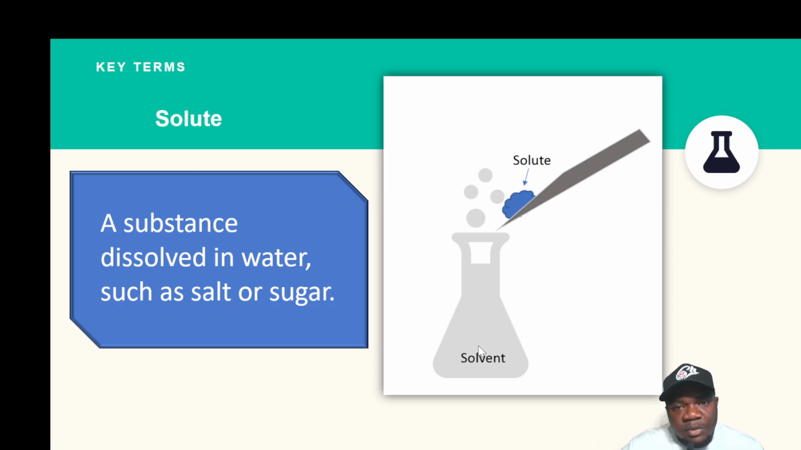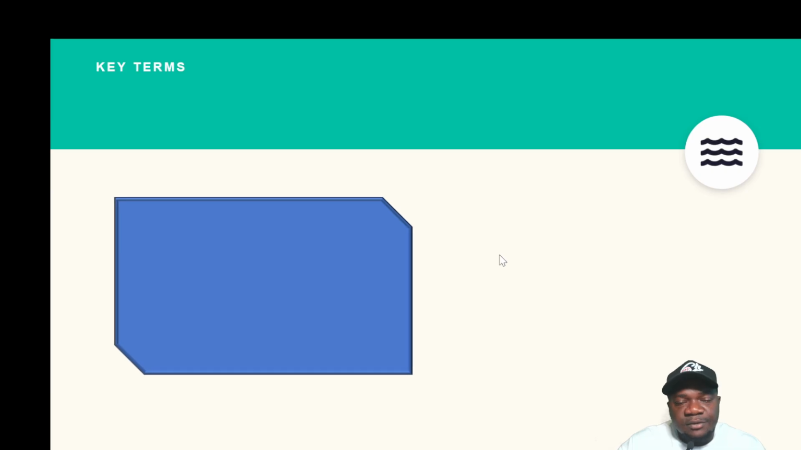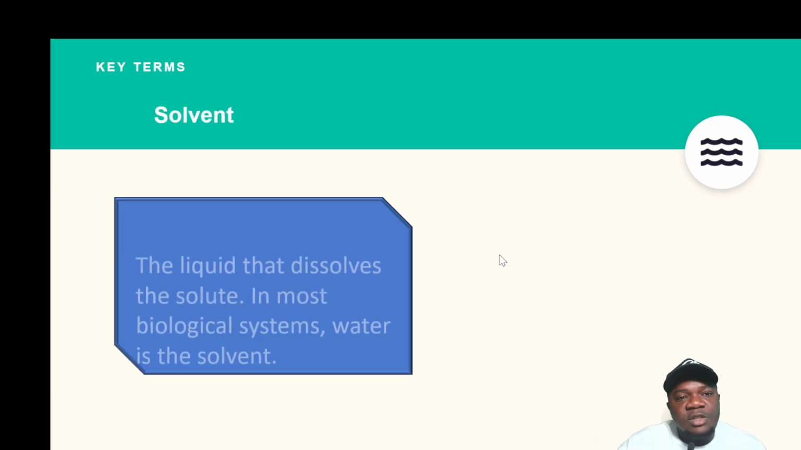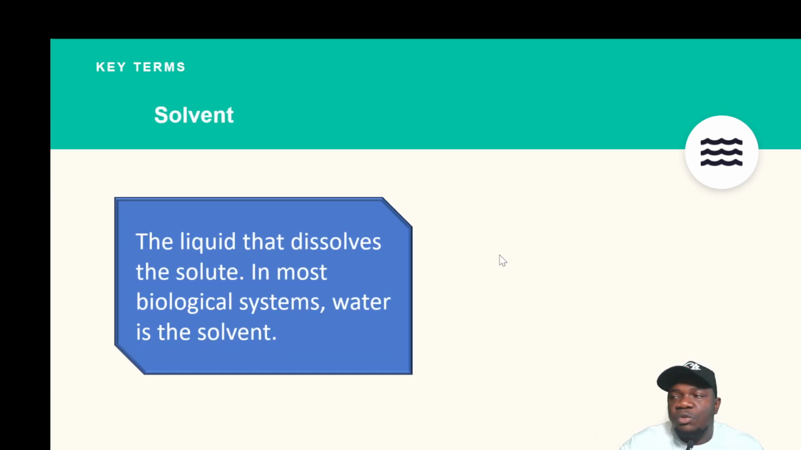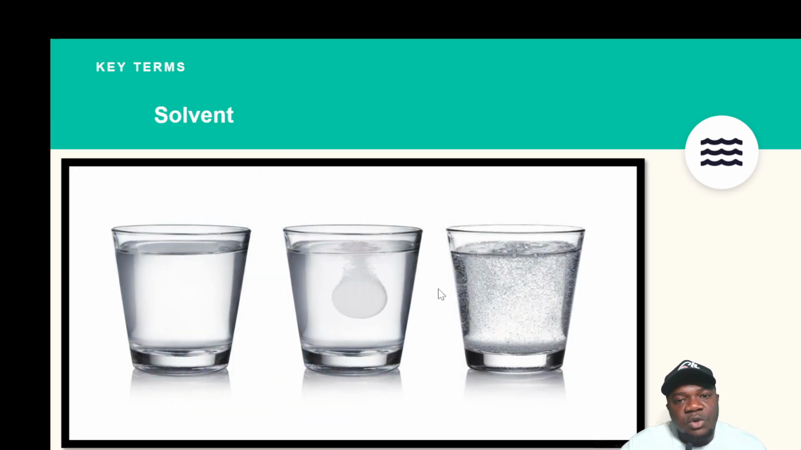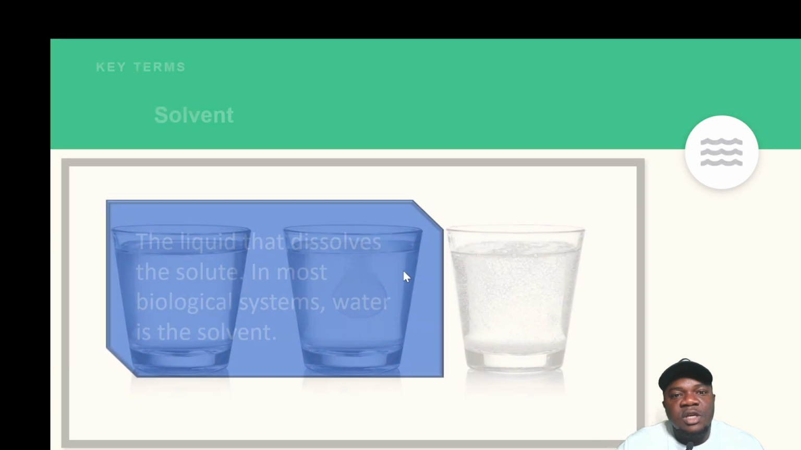Okay, so when you put them into a solvent, what happens? It dissolves into the solvent, and the universal solvent in science is water. Then what do we call the solvent? It is a liquid that dissolves the solute. So water is a very good example of a solvent.